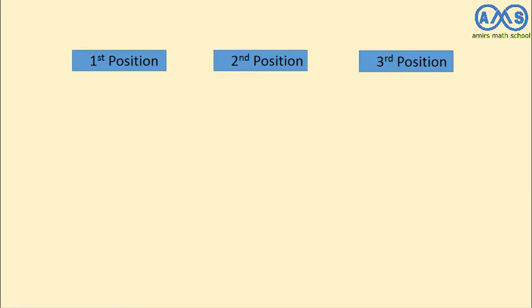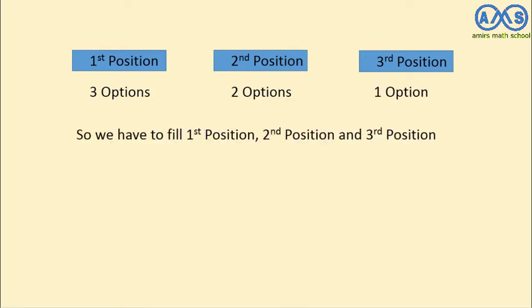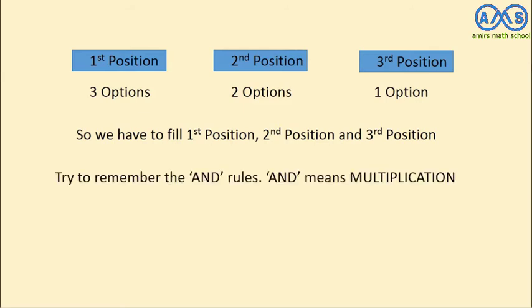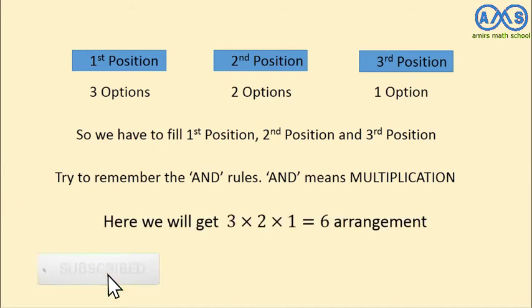For the first position, we have 3 options. For the second position, we have 2 options. And for the third position, we have 1 option. So we have to fill the first position and second position and third position to arrange the numbers. Try to remember the AND rule. AND means multiplication. So we have 3 into 2 into 1, that is 6 arrangements, because AND means multiplication.